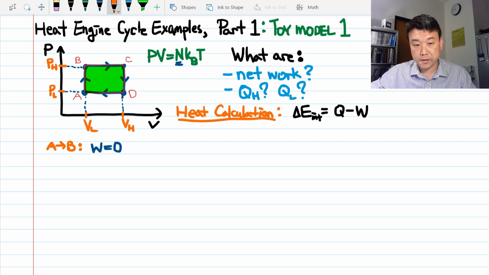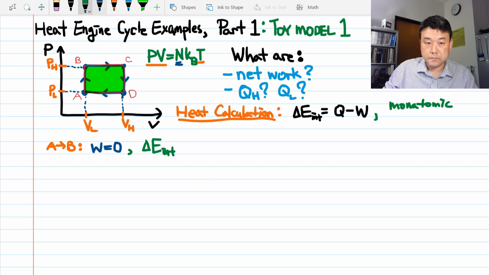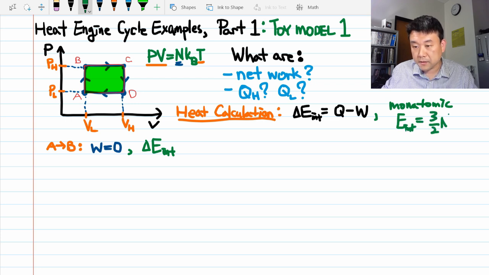Now, as I said earlier, knowing pressure and volume specify the temperature. So we can calculate the change in internal energy. We are going to specify a little bit more. For this system, I'll have to say it's a monatomic gas. And I hope you remember from an earlier chapter that for a monatomic gas, internal energy is given by 3/2 nkT.